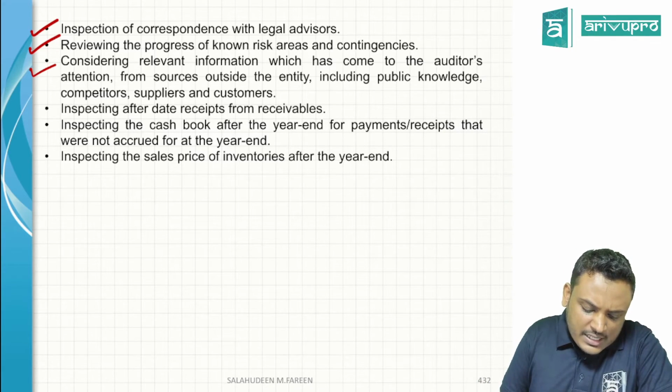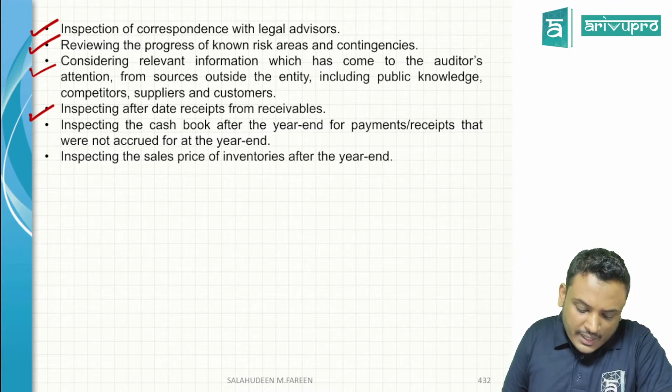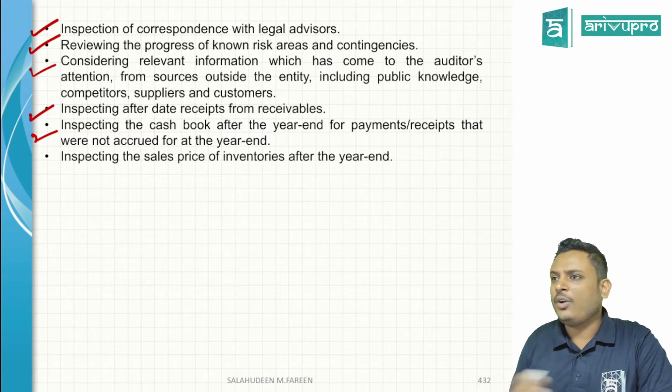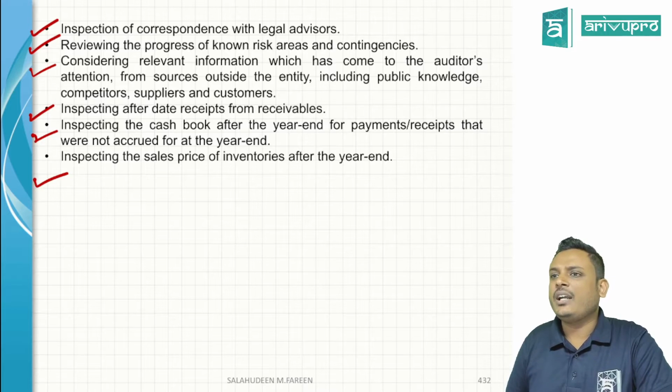Inspecting after-date receipts from receivables to ensure whether receivables are correctly recorded. Inspecting the cash book after the year end for payments received, to check they were accrued to the year end. Accrual and prepayment. Inspecting the sales price of inventories after the year end, NRV, cost versus NRV problem. You can assess through these procedures.